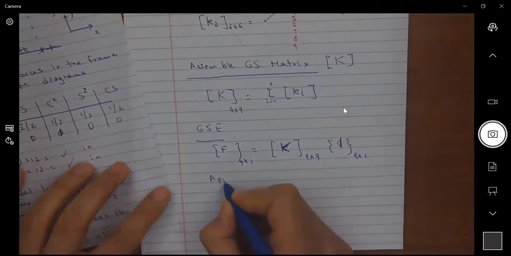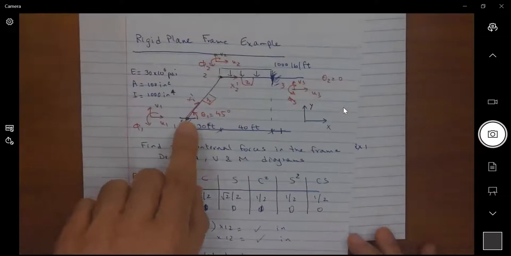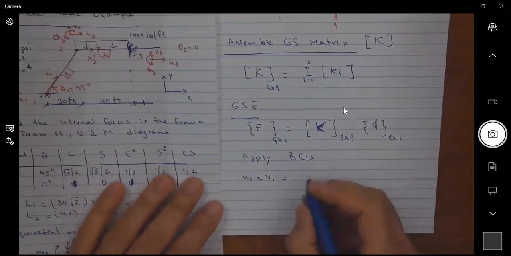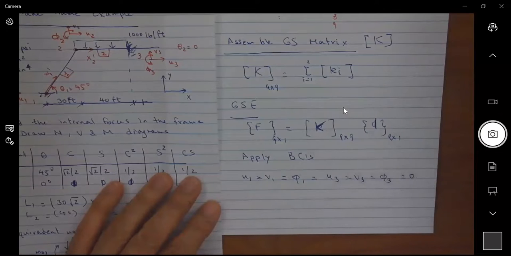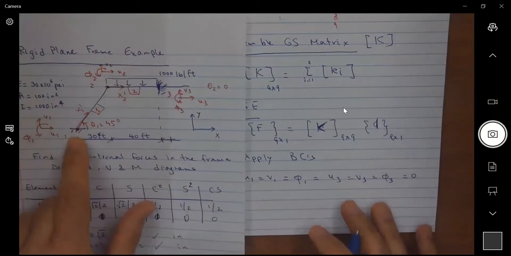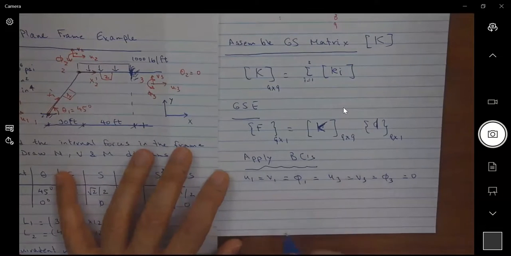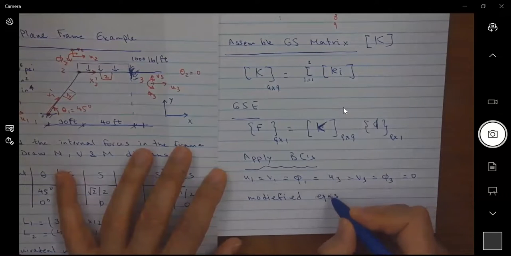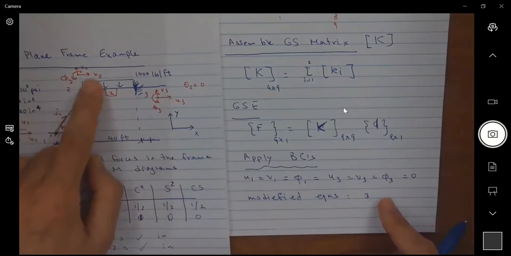If I apply the boundary conditions, I have here a fixed support and I have here a fixed support. So boundary condition would tell me U1 equals V1 equals phi 1 equals U3, V3, and phi 3 is equal to 0. So yes, we have total 9 degrees of freedom, but 6 of them are constrained. So when I apply my boundary conditions, I will get modified equations. How many? 3. And we can solve these modified equations for U2, V2, phi 2.